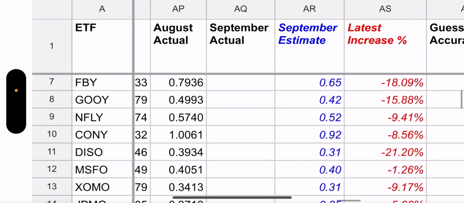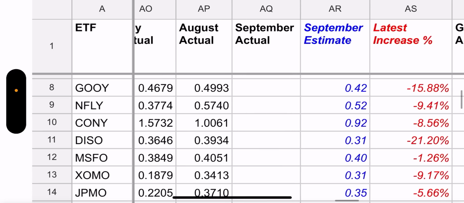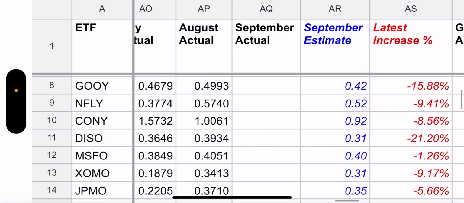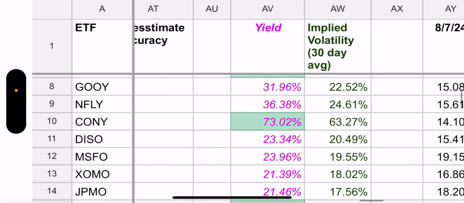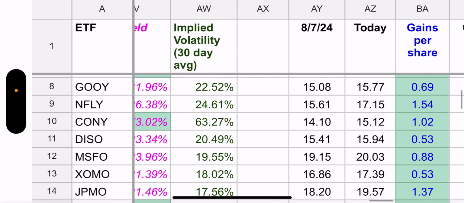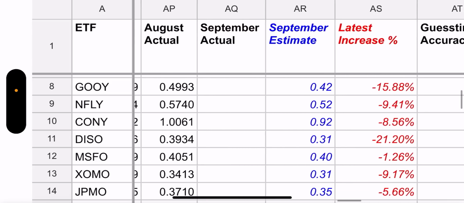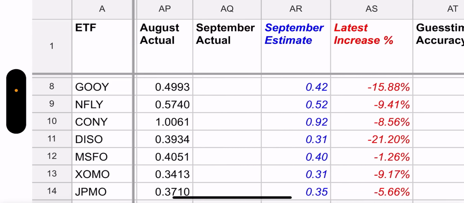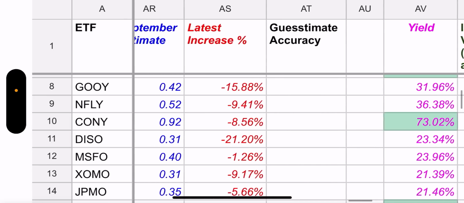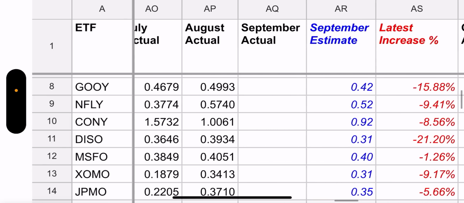I never know with GUI. Sometimes they're super low, but I'm predicting 42 cents. That's a 31% yield. Their IV is 22%. Again, really low. But they did have gains per share of 69 cents. So that's why it's a decrease from last month. But again, I'm predicting a yield above the IV, which, should I do that? You never know. Who knows with these?